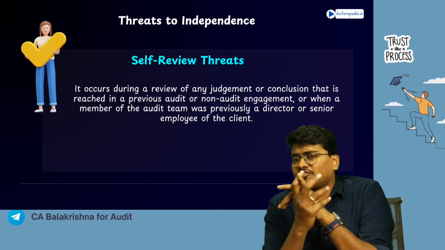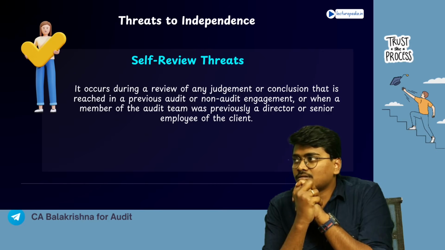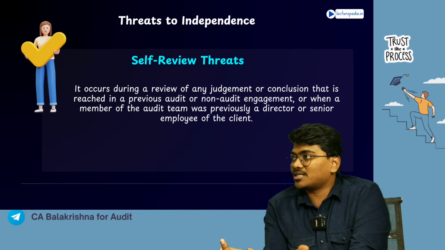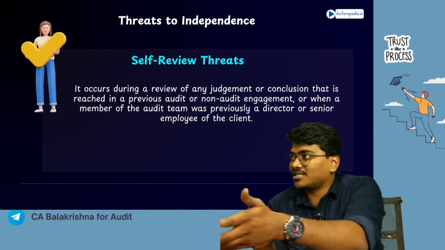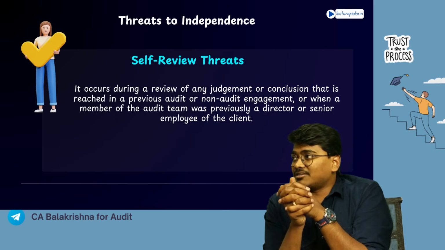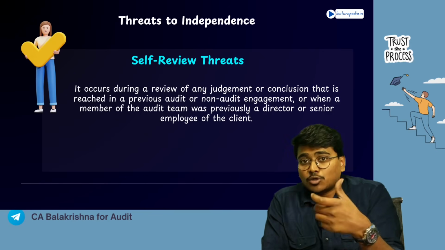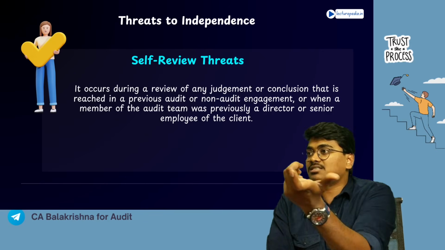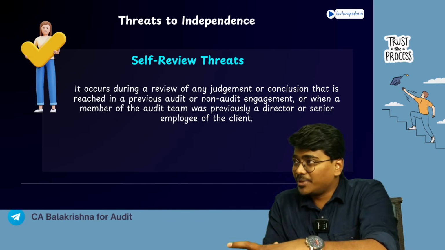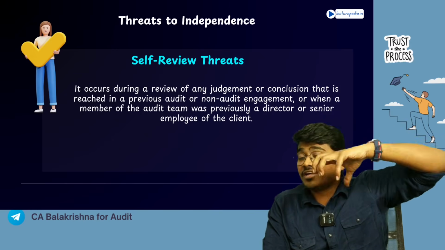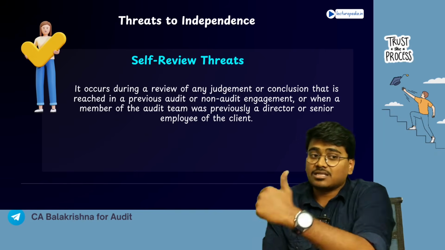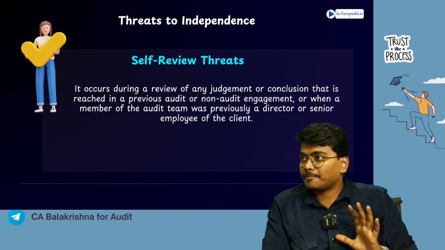What is wrong if self review threat occurs? If at all there are any mistakes, he cannot report those mistakes. What will the client say? You only prepared them, no? The client will say that, right? So that's the reason why the auditor should never do any executive functions in the client's business. He should always be in the reviewing function, verification function. If he does executive functions, this self review threat occurs.